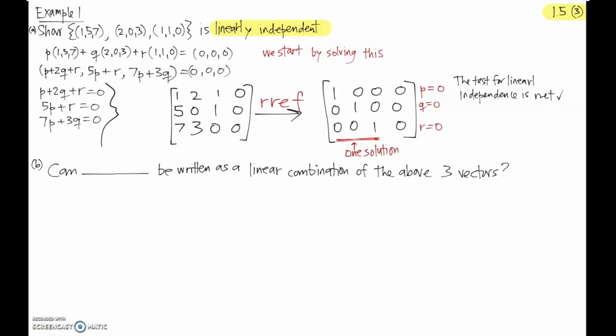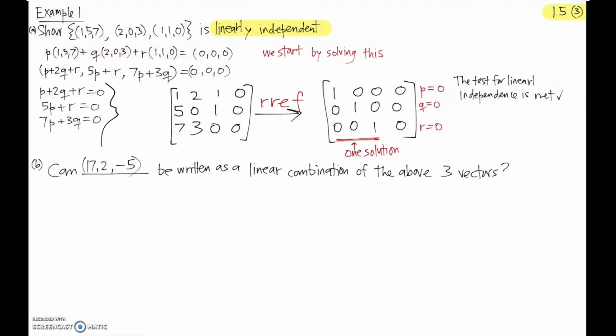The next thing I'm going to ask is, can some vector be written as a linear combination of the above three vectors? So part A, we were looking at linear independence, and this part B is kind of giving us a taste of the span of these three vectors. It's not a proof that they span R3, but it's going to be just a taste that probably any vector in R3 can be constructed from these three vectors. And I'm just going to pick some weird vector, let's say 17, 2, -5. Could this vector be constructed from these three?